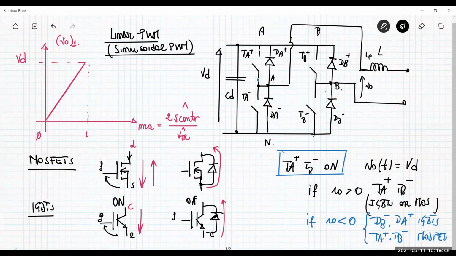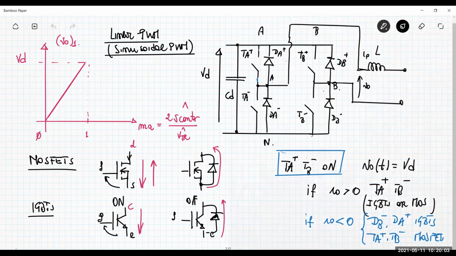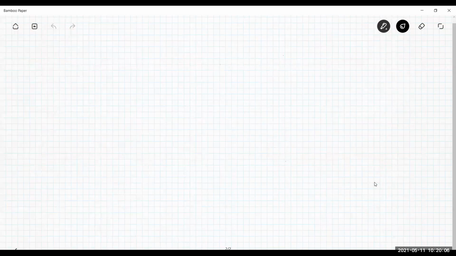What we learned in the previous lecture is that, since this is a 4-quadrant converter, we have two different ways to modulate the switches: the bipolar pulse width modulator and the unipolar pulse width modulator. Let me just consider, for example, the unipolar pulse width modulator. Remember that in the unipolar pulse width modulator, you have the following different states of the transistors. Say we have TA plus and TB plus on.